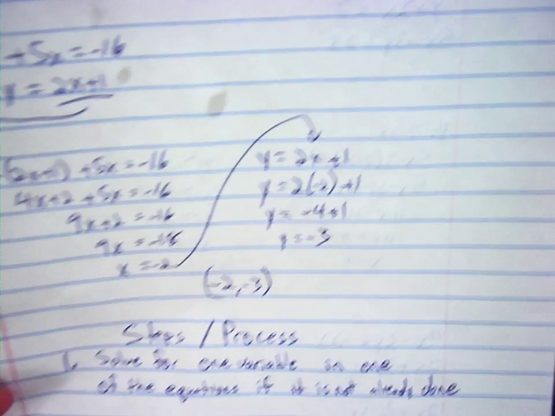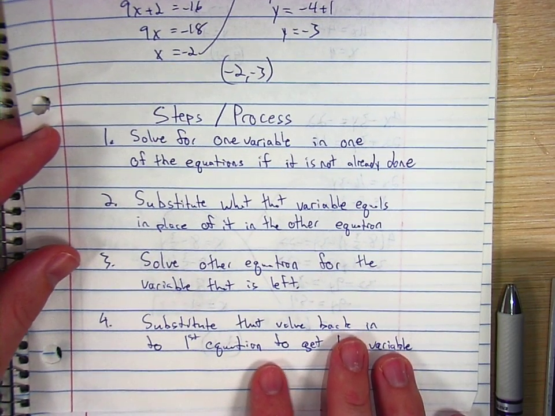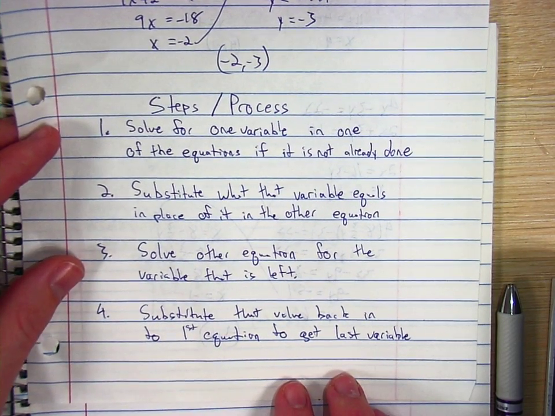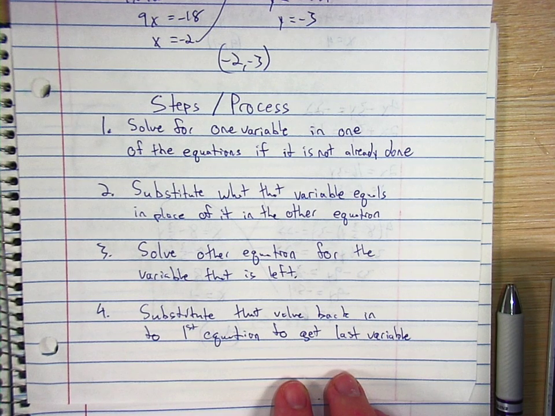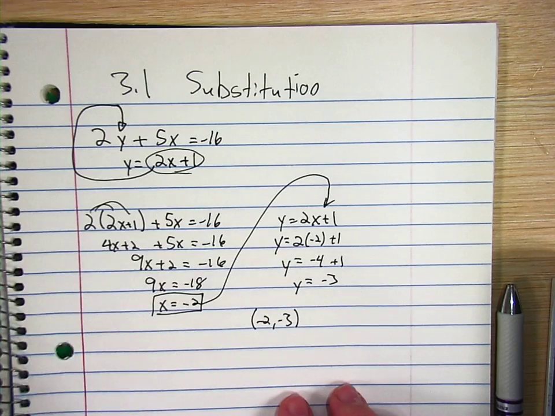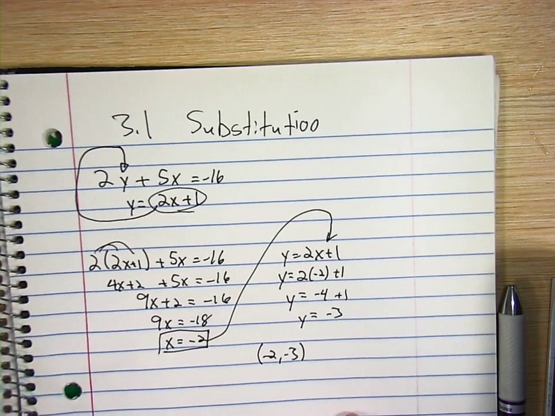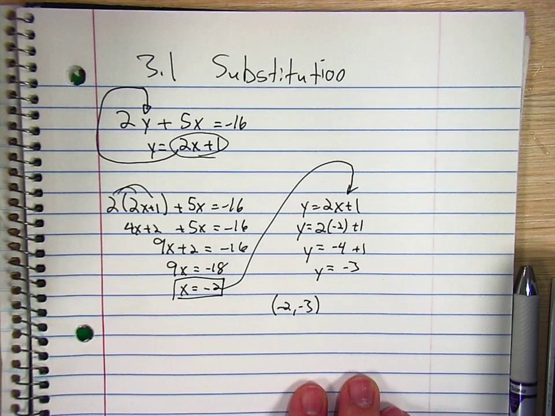Alright. Here are the steps. If you want to pause this and write those down in your notes, you can do that. Okay, our first step here, and this is just my words, if you want to pause and write those down in your own words, if you want to rewrite it, that'd be fine. Okay, we want to solve for one variable in one of the equations if it is not already done. In the example we just did, y was already by itself, so we didn't have to do that step. In the next problem we do, we'll have to do that step.